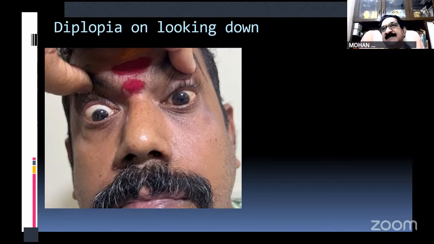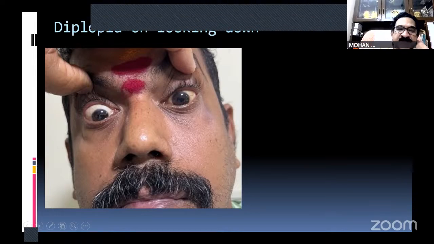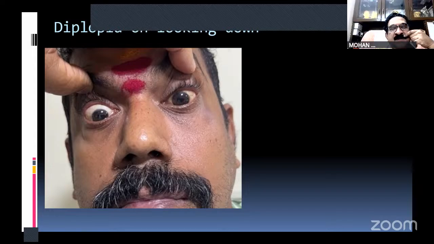This is the position of the eyes. Let us analyze one by one. What do you think the problem could be now? The complaint is vertical diplopia. The right inferior oblique problem or left inferior rectus problem. Okay, but we cannot be certain.